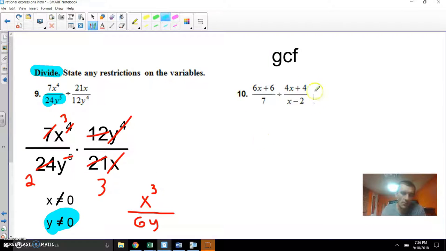Try number 10. Remember to flip your numerator and denominator for the second fraction. Use GCF factoring to factor out anything you can and look for things that cancel.